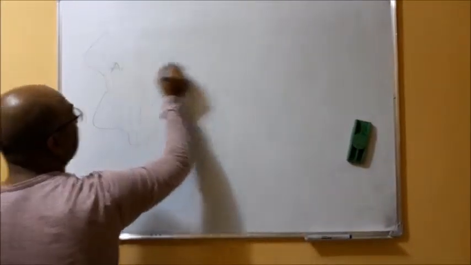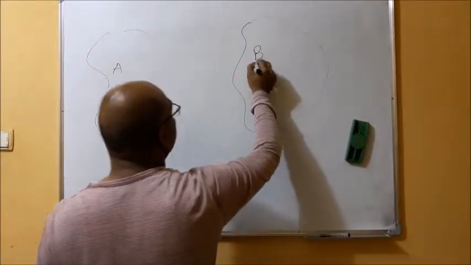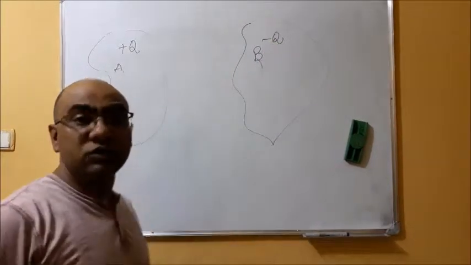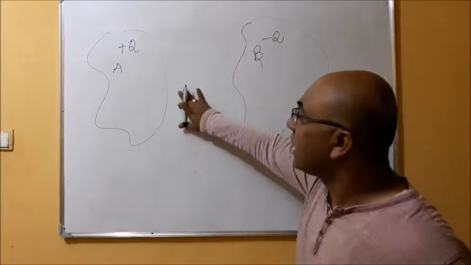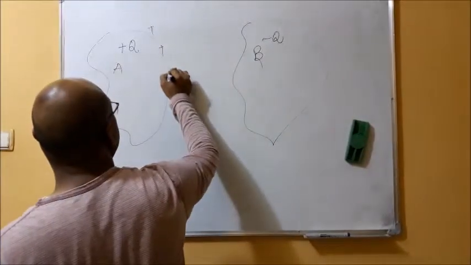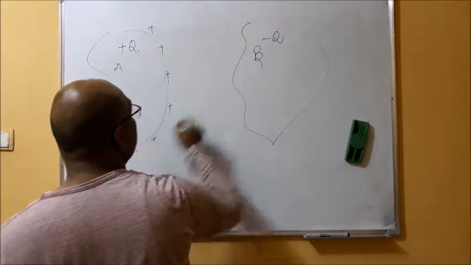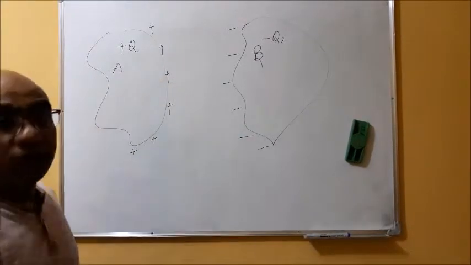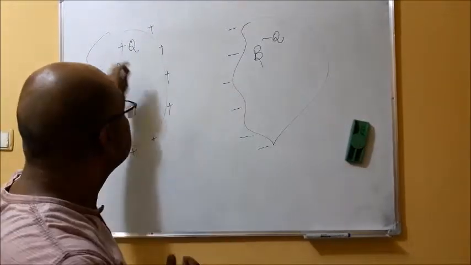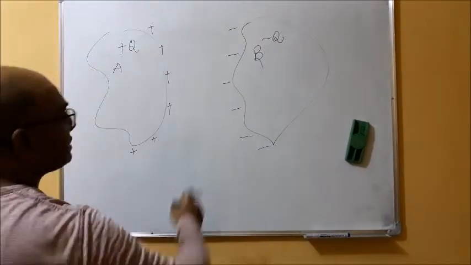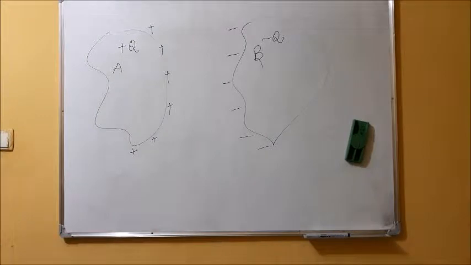Suppose I am saying body A and body B, right? This body has plus Q charge and this body has minus Q charge. So what will happen? This Q charge will come at the surface here, right? At the same time, the negative charge will appear at this outer surface because they both are in opposite directions. So they will try to attract each other, and hence the charge on body A or surface A will come in this side, and charge on B will come on this side.